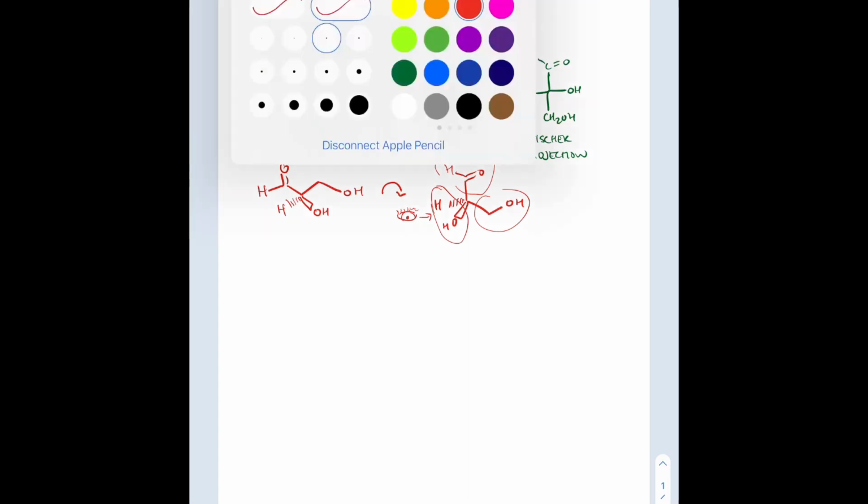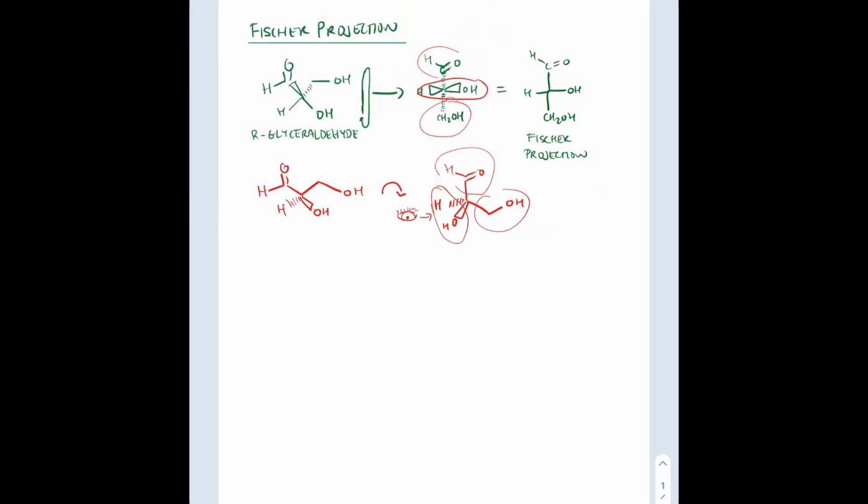And I just find that drawing it in a more aesthetically pleasing way on the left allows me to quickly translate this to a Fischer projection. Maybe that's just me. Do you? And as long as you get the right answer, right? Who cares? All right, stereochemistry from Fischer projections.